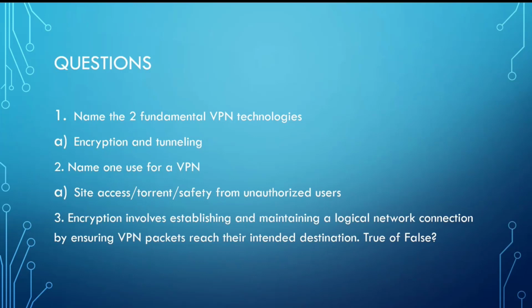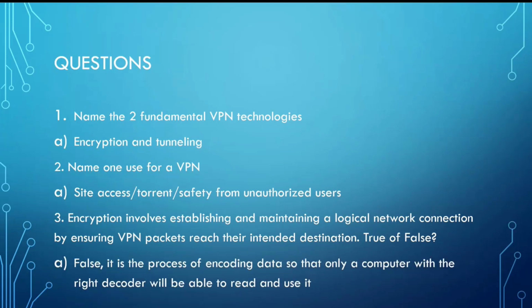True or false? Encryption involves establishing and maintaining a logical network connection by ensuring VPN packets reach their intended destination. False. It is the process of encoding data so that only a computer with the right decoder will be able to read and use it.